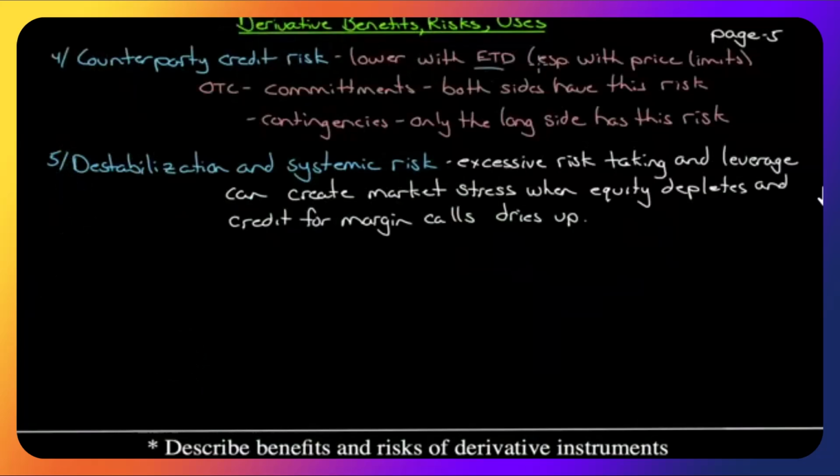Counterparty risk is lower with exchange-traded derivatives, especially when contracts have price limits. They can only go up so much in a day and down so much in a day. Some may argue that counterparty credit risk is even non-existent with exchange-traded derivatives, but this is not always true.